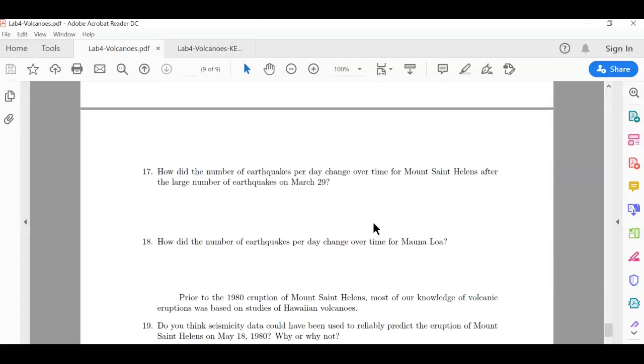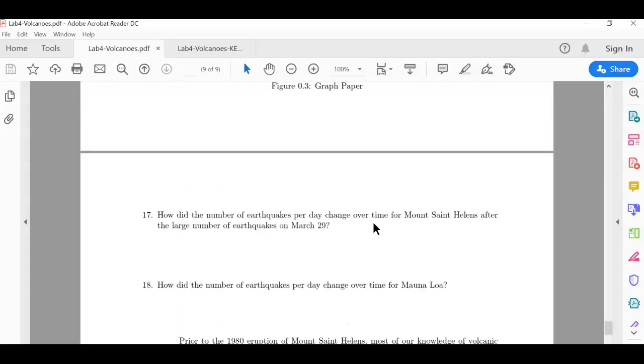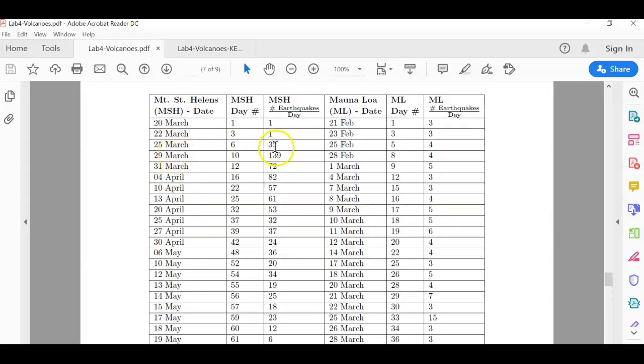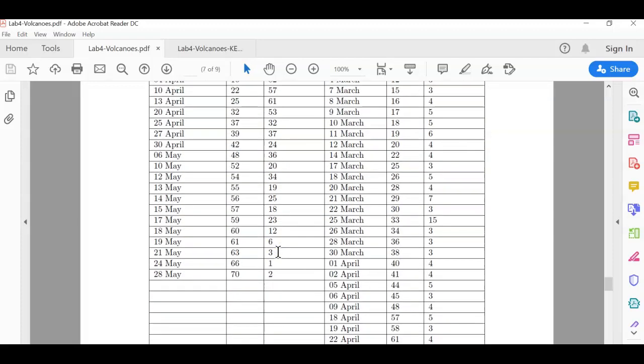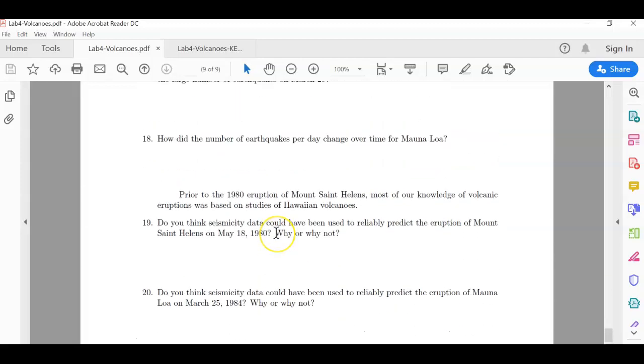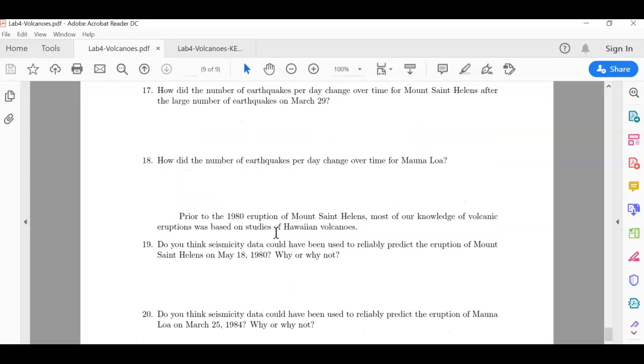So question 17, how did the number of earthquakes per day change over time for Mount St. Helens after the large number of earthquakes on March 29th? So you can even just analyze that from the data, but you see that on March 29th, which is one of the ones we plotted, we had 139 earthquakes, and you can see what is happening as you go onward in days to the number of earthquakes. All right. Question 18. How did the number of earthquakes per day change over time for Mauna Loa? So you do the same idea, analyze the data or your graph paper or both just to have clarification, and you'll be able to answer that question.